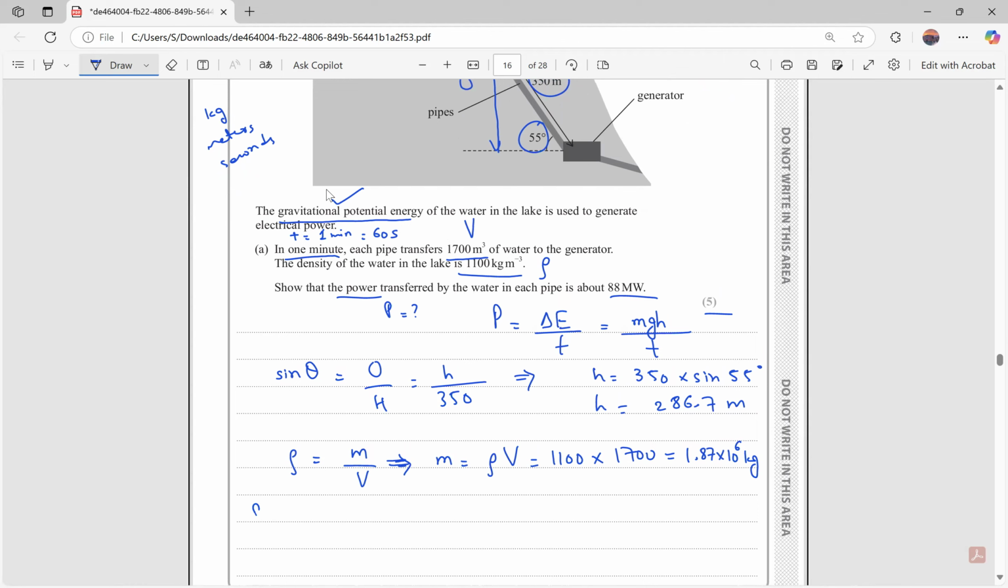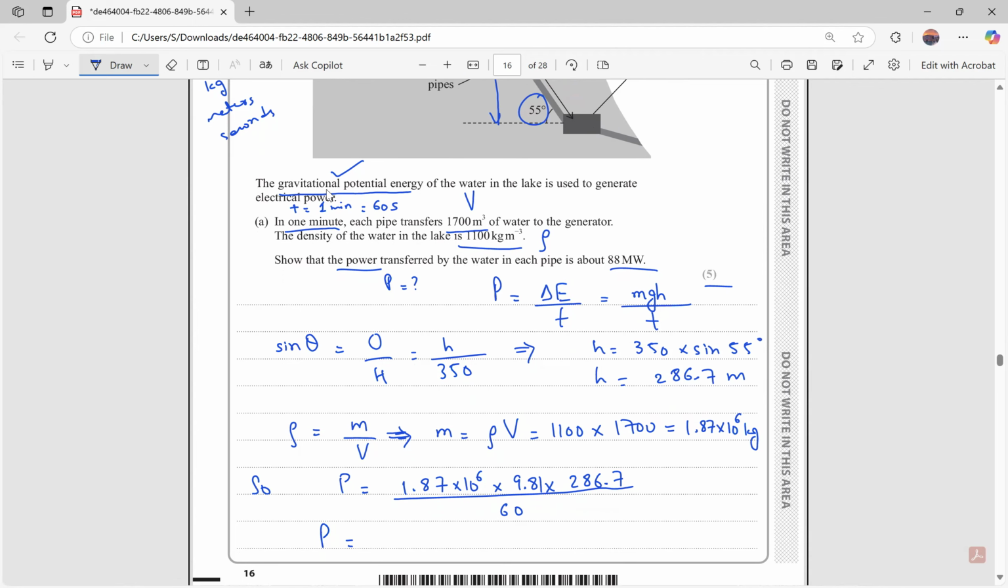And now we substitute back. So power would be mass, which is 1.87 times 10 power 6, times g, 9.81, times height, 286.7, divided by the time, which is 60 seconds. So that is 87.6 times 10 power 6 watts, or 87.6 megawatts, because mega is 10 power 6, and this is approximately equal to 88 megawatts. So that's it.